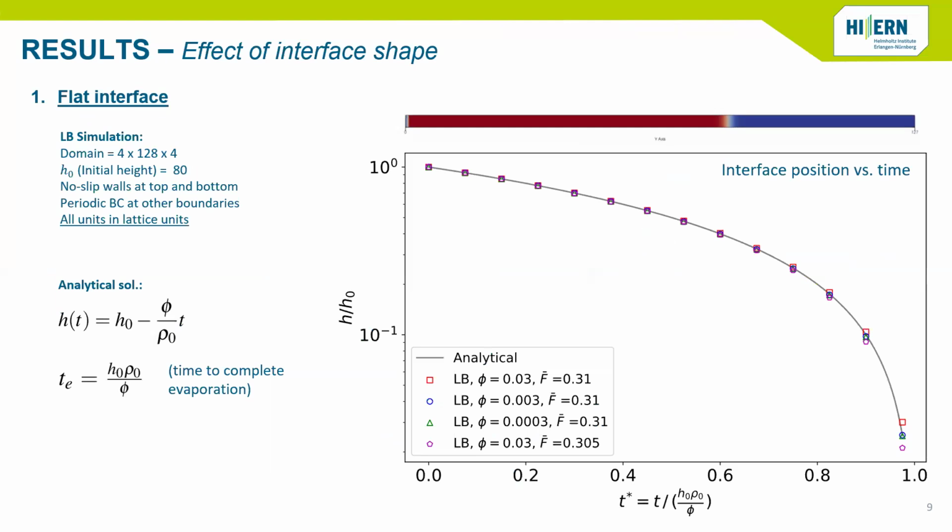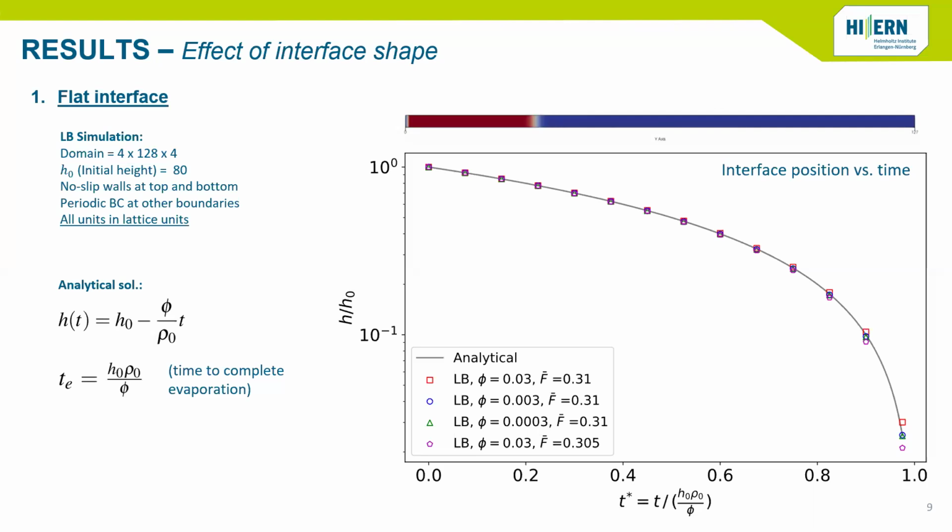First, I start with a flat interface. This is a pseudo one-dimensional domain like this. I initialize some amount of red fluid. This is the evaporating fluid, and the remaining is the blue fluid in this case. In this case, the analytical solution simply gives you how the height of this red fluid evolves over time for a given evaporative flux. This is the time for complete evaporation.